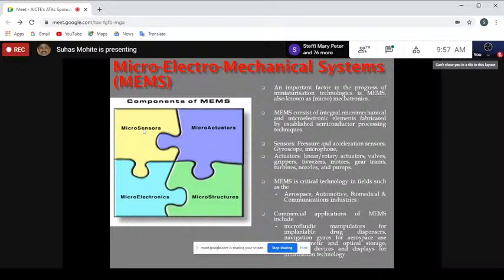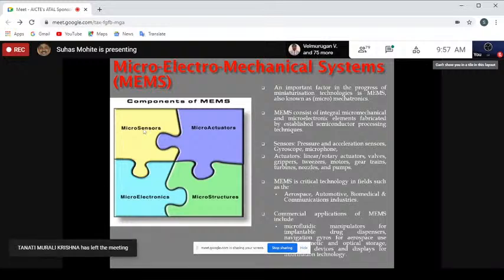MEMS consists of integral micromechanical and microelectronic elements fabricated by established semiconductor processing technology. There are various types of sensors such as pressure sensors, acceleration sensors, gyroscopes, microphones, and so on and so forth. Actuators of a different kind, linear and rotary actuators, miniature actuators we are talking about here, valves. There are drug delivery systems where there are miniature pumps that can be mounted onto the human body, or devices that can be worn on the wrist or any part of the body.